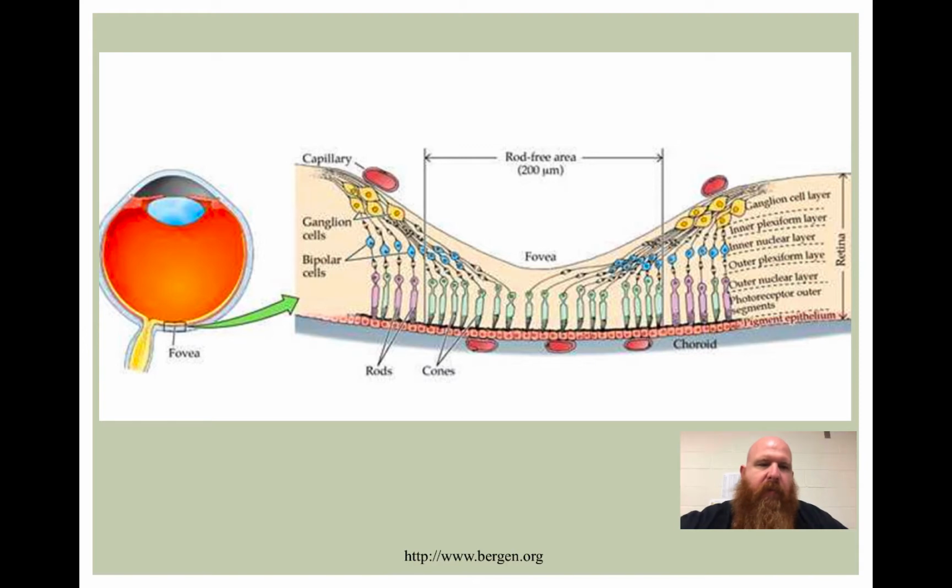And here, when we were talking about the blind spot, here's another example of that. No, I'm sorry, I'm wrong. This is not the blind spot. This is a rod-free area. So you've got rods and cones, rods and cones, rods and cones, but in the fovea you don't have any rods.